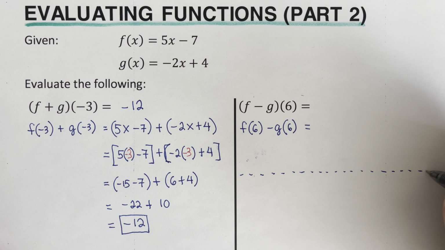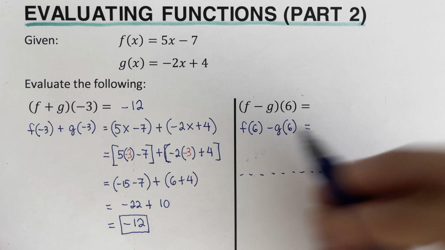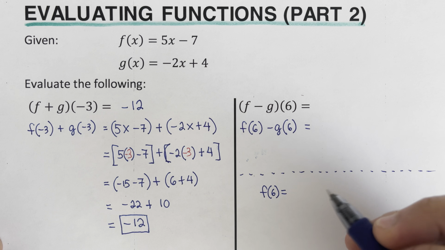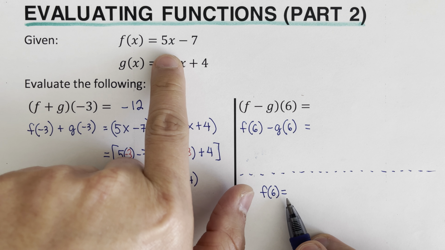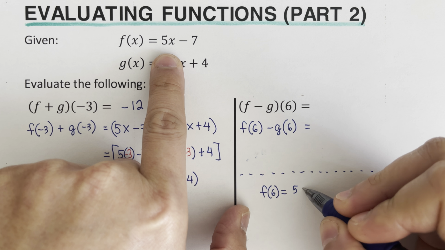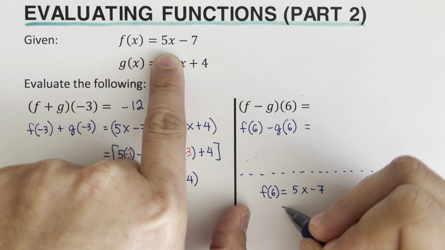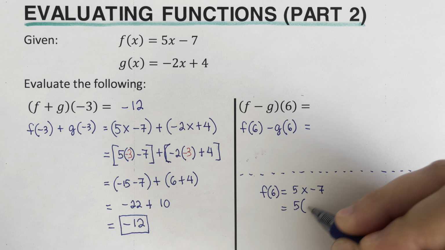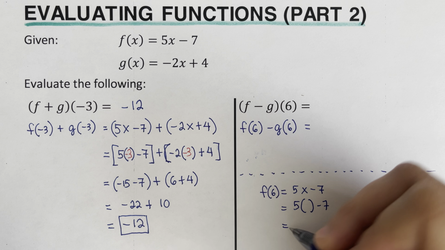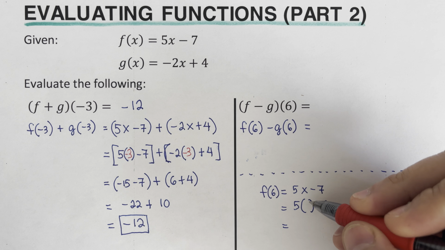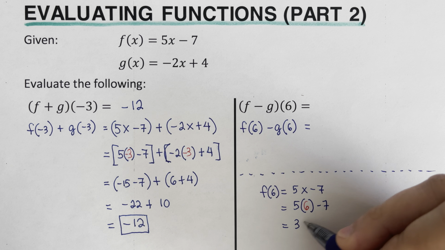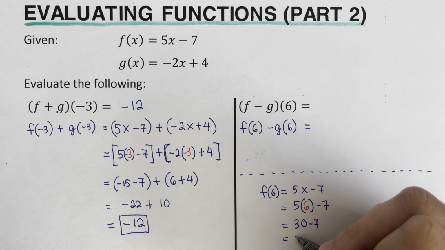So I'm going to start with the f of 6 first. So f of 6 is actually equal to, I'm going to write this equation up here. So that is 5x minus 7. So we plug in the 6. So this would come out 5 parentheses minus 7. So this would be 6 over here because that's f of 6. So this comes out 30 minus 7, which is 23.